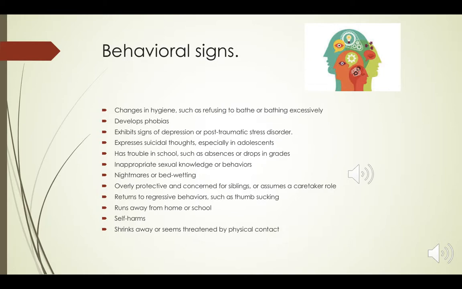such as absences or drops in grades, inappropriate sexual knowledge or behaviors, nightmares, or bedwetting, being overly protective and concerned for siblings or assuming a caretaker role, returning to regressive behaviors such as thumb sucking, running away from home or school, self-harming, shrinking away, or seeming threatened by physical contact.